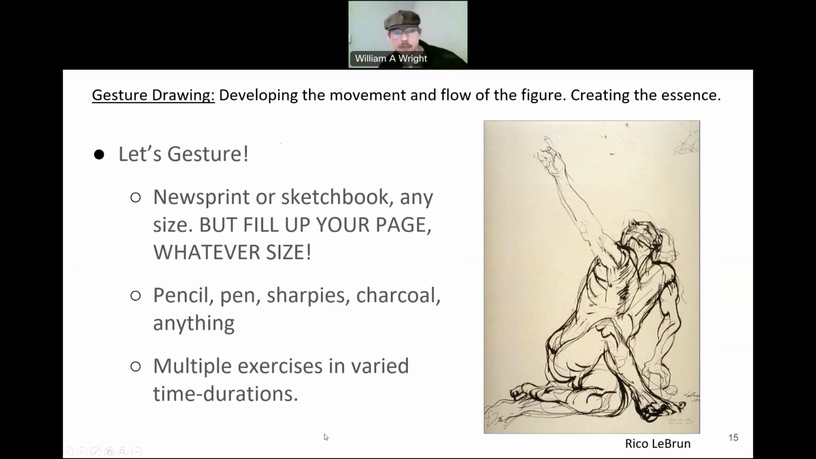You're going to need a pencil, pen, Sharpies, charcoal, and whatever you want to draw. Sharpies, pen, pencil are the most important, and then charcoal will be important for mass gesture. This is about to be multiple exercises in varied time durations. I'm going to run through them real fast, but you're going to have to go by the timing on your own time. I'm not going to sit here and make you sit through the video of all the timing.